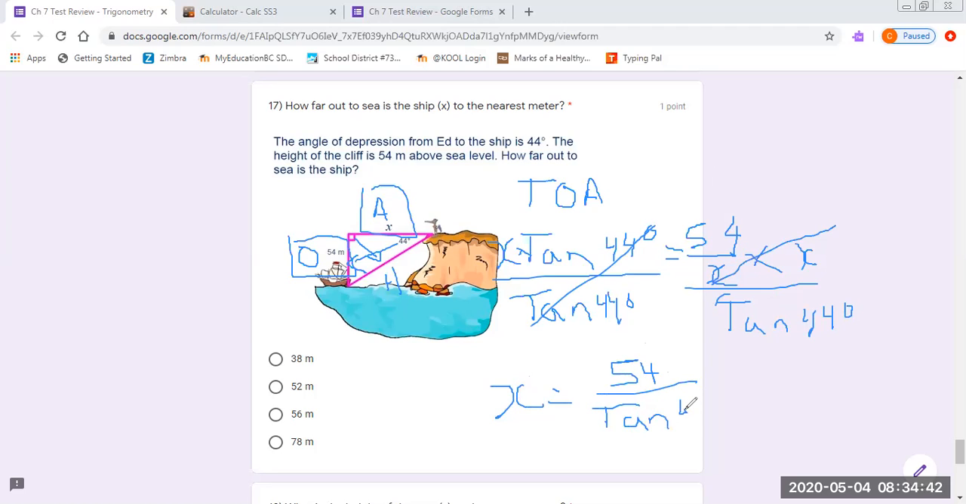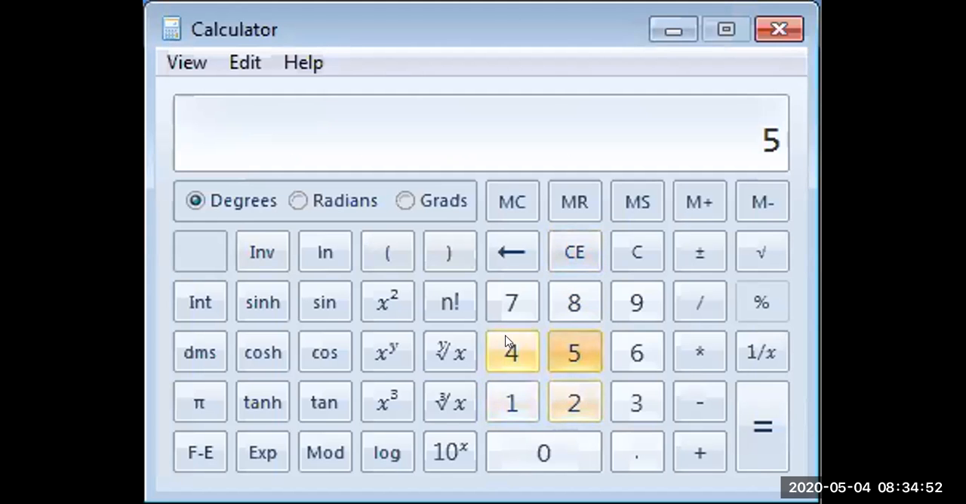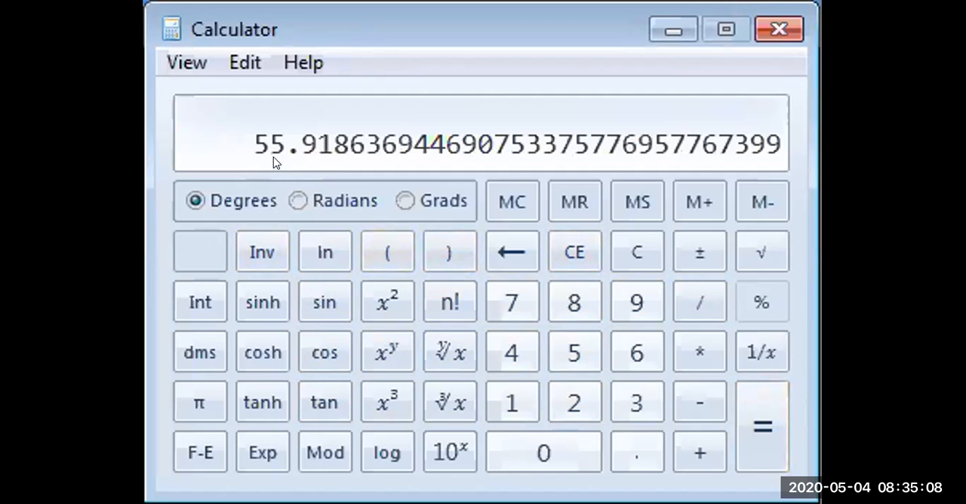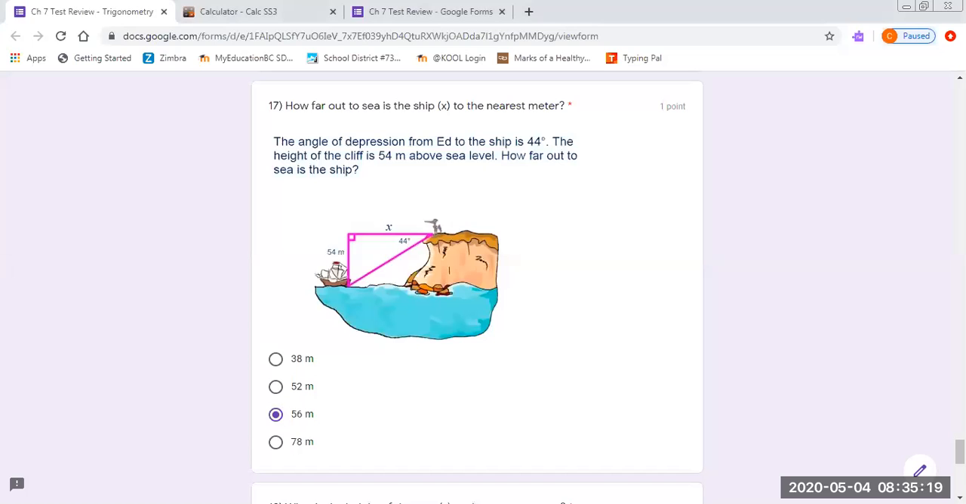And so plugging this into the calculator, this will look like this. I'm going to have to take 54, divide it, then open the bracket, and then use the 44 degrees, take the tan function, so 44 tan, close the bracket, and then hit the equal sign. Now what I end up with is a value of 55.91, which rounded up to the nearest meter would be 56 meters. And therefore, that is why I would be choosing this value here as my answer.